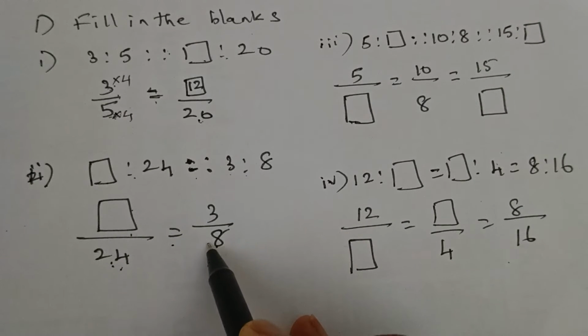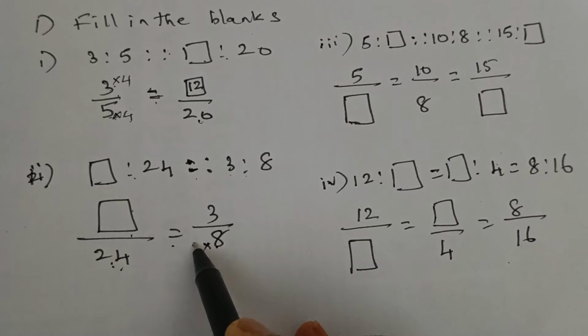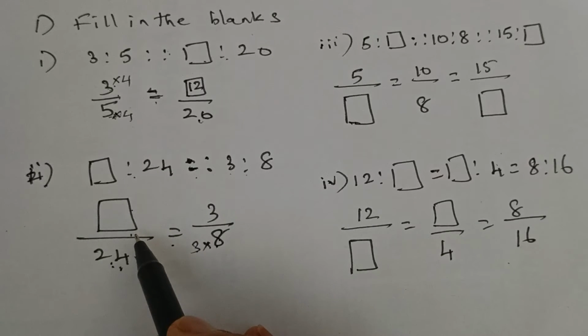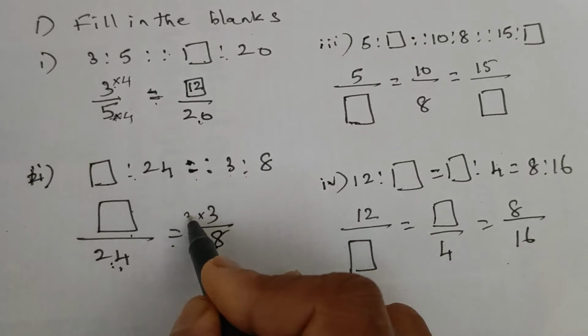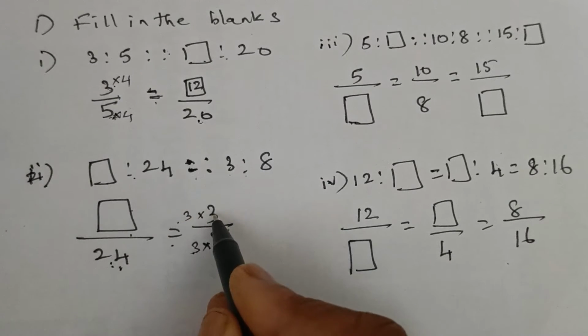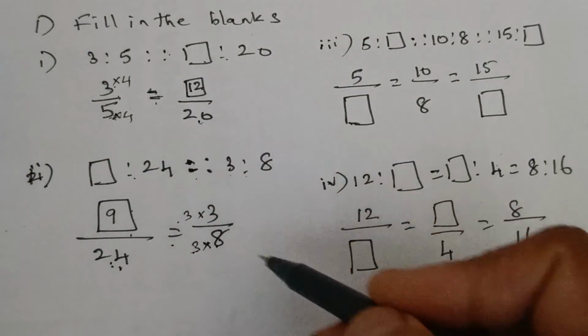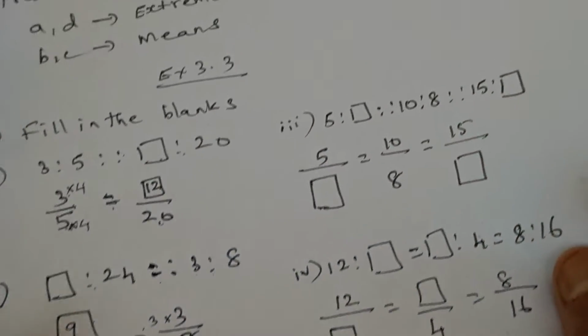8 3s are 24. We know 8 into 3. 8 is multiplied by 3. 8 3s are 24. So, to get an equivalent ratio, what should you do? Multiply the numerator also by the same 3. Therefore, 3 3s are 9. So, 9 is to 4 and 3 by 8 are in proportion.